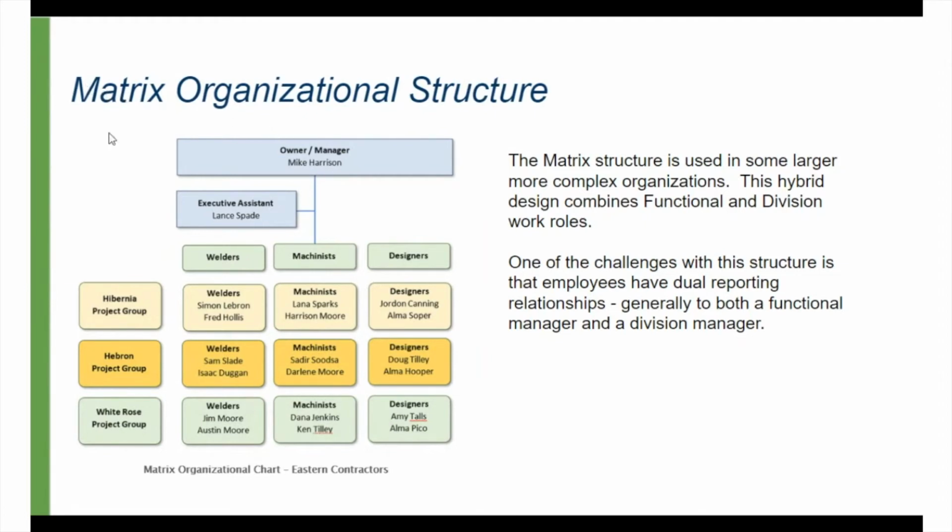So for example, the Hibernia, the Hebron, and the White Rose group. And we've got the trades, which we saw in the functional structure. So for example, in the Hibernia project, we have welders, machinists, and designers. As we get bigger and bigger and bigger, we can imagine this type of thing. If you've got a divisional structure, within the divisions, you could have substructures for welders, machinists, and designers.